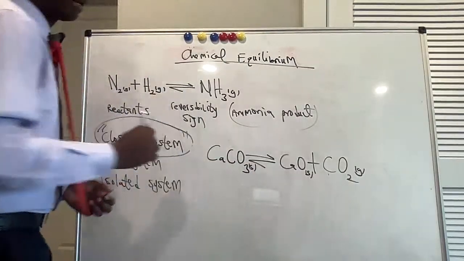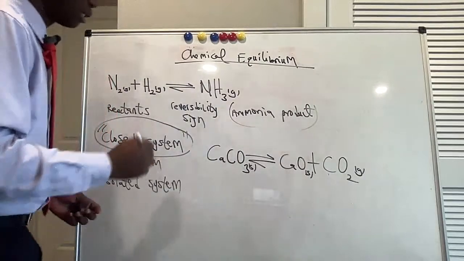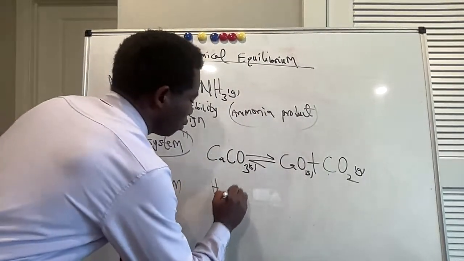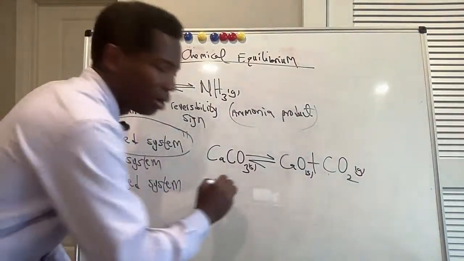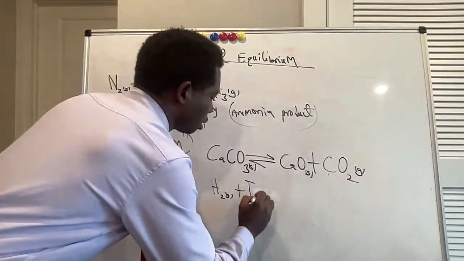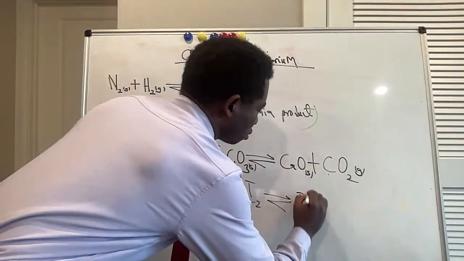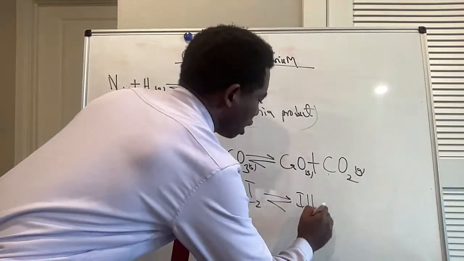Let's look at another example of a reaction at equilibrium. When hydrogen is a gas, when hydrogen reacts with iodine to form hydrogen iodide.